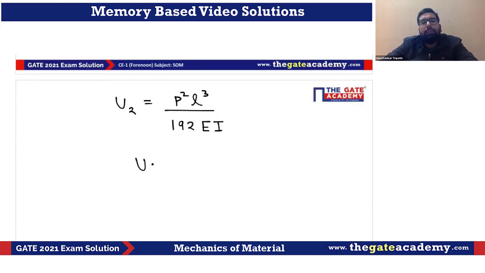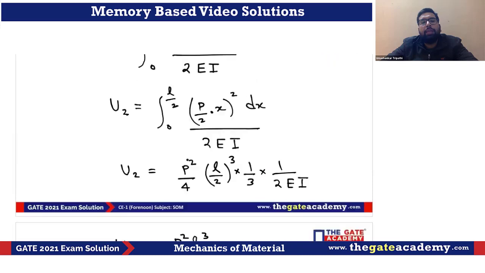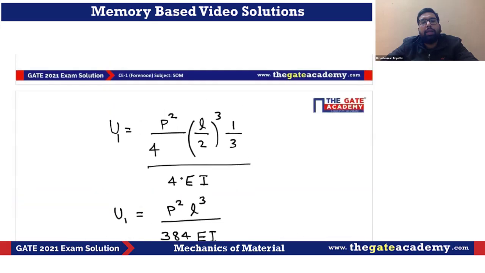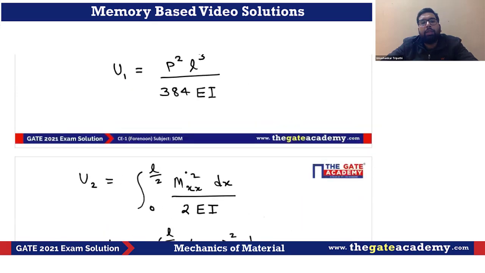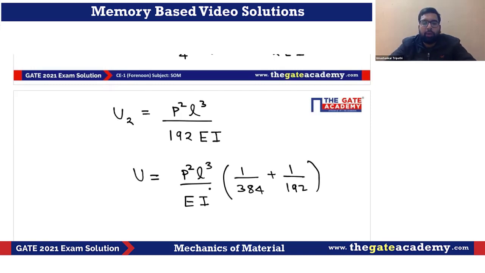Now, can we get the complete strain energy of this beam? Yes, sir, certainly we can. If I calculate the complete strain energy, I must add U1 plus U2. I see that P square L cube upon EI is common, and this will be 1 upon 384 plus 1 upon 192. Now let's do it with the calculator. If I find it, I am getting 1 by 128.